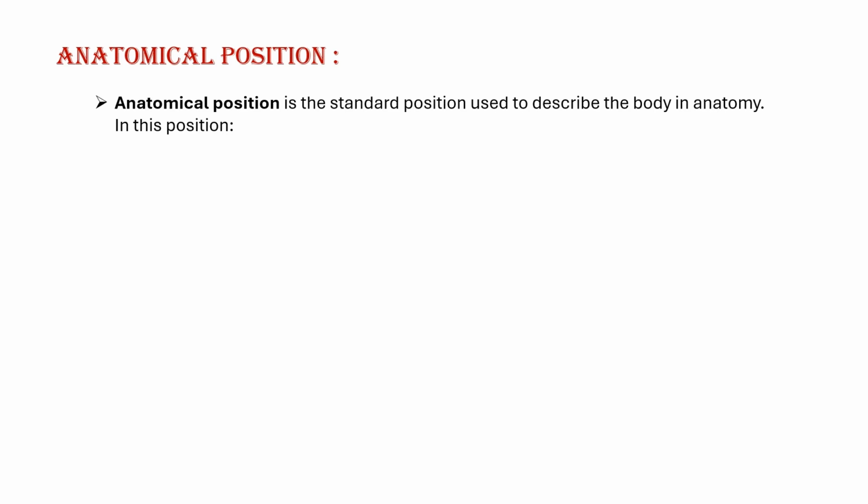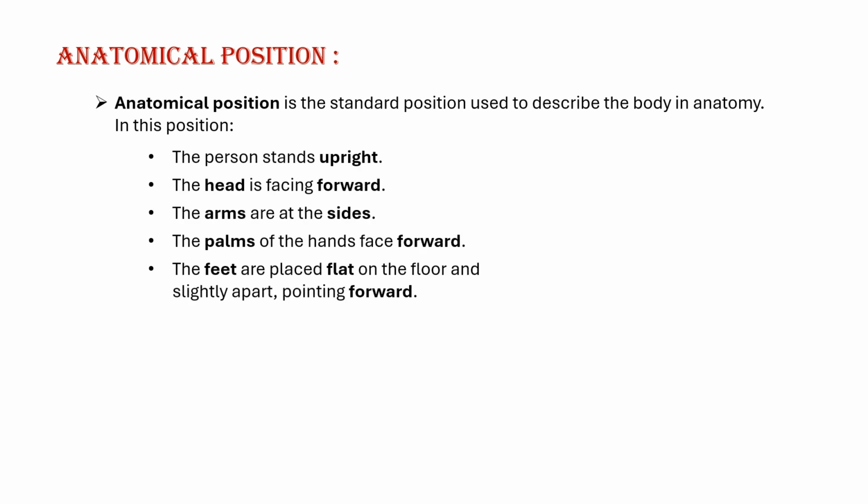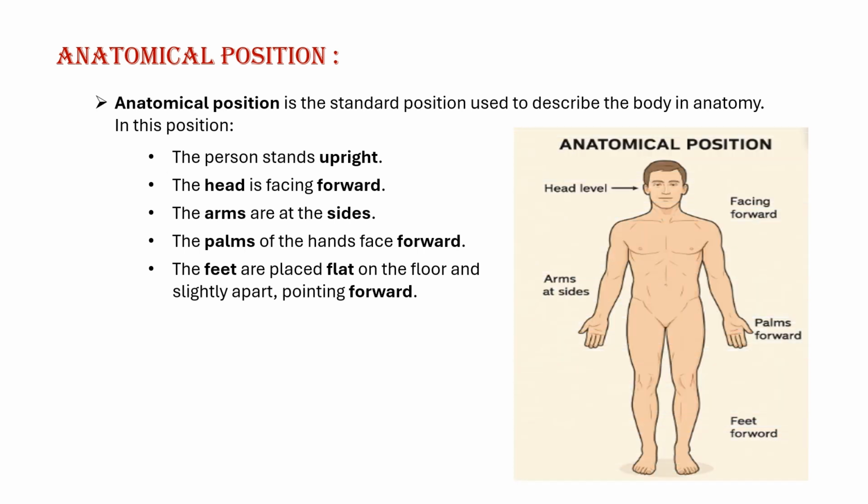It is the standard reference position used to describe the body. In anatomical position, the person stands upright, that is straight and erect. The head is facing forward, arms are at the sides, and the palms of the hands face forward. The feet are placed flat on the floor and slightly apart, pointing forward. Observe this image. In this image, a person is standing in an anatomical position. Observe his head, arms, palms, feet, everything is as I said before, right?